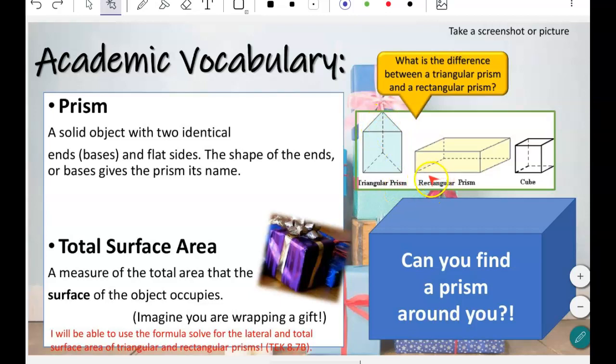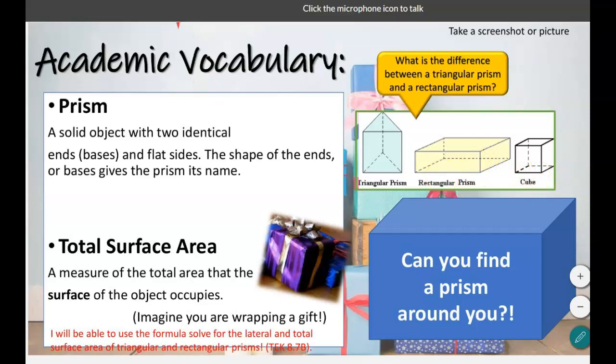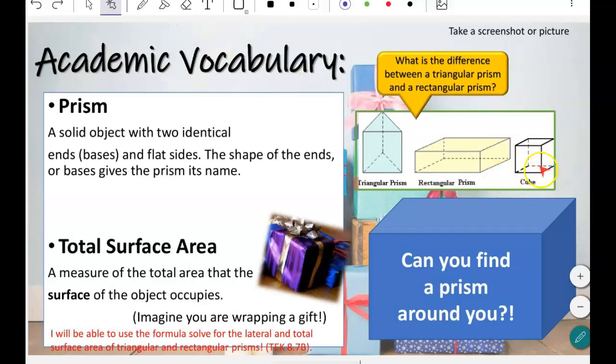Rectangular prism, actually all rectangles, but if it's sitting like this, bottom is the base, the top is the base. And then you have cube, which actually is all the squares are the same size, but this bottom and top would be your bases. Can you find a prism around you? You know, there might be a birthday present, a box of cereal would be a good example.